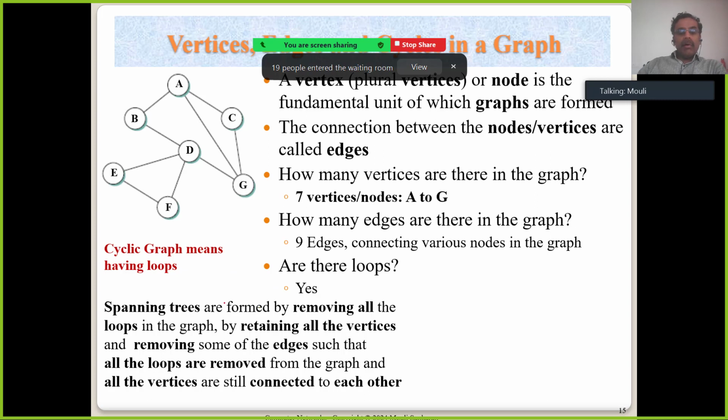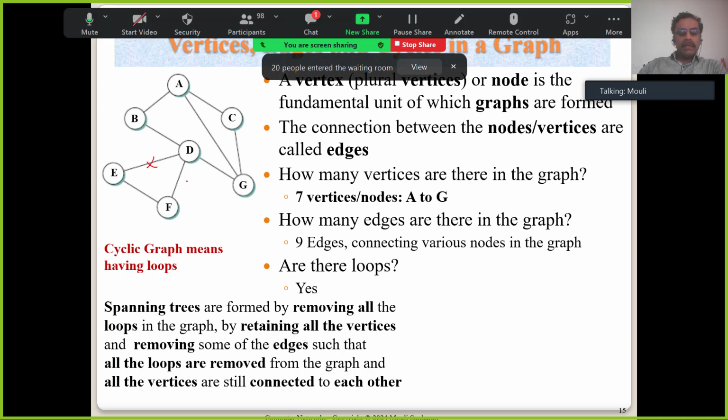They are formed by removing all the loops in the graph. Okay, we should not have any loops. That means we have to remove some links. Remove in the sense that we are not going to physically remove them. We are going to make them inactive. That means the nodes, what are these? Okay, they are all bridges.